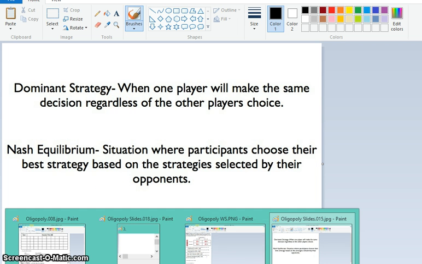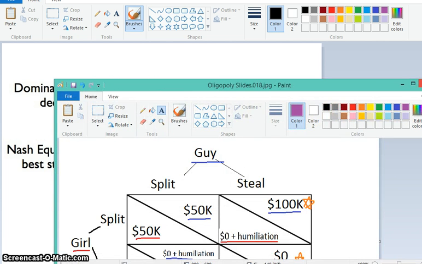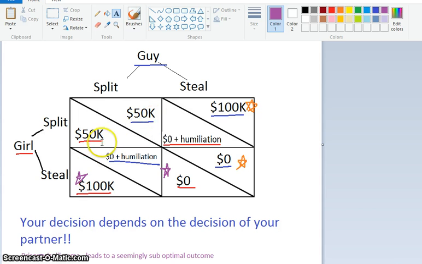So if I take a second and go back, let's see if I got it right here. If you look, remember, we said the guy's dominant strategy is to steal. So when the girl splits, he had to choose between 50K and 100K. So he chose steal. That's the orange star there. When the girl stole, he had to choose between $0 and humiliation or just $0. Took the $0. So notice, the stars are both times in his steal category.